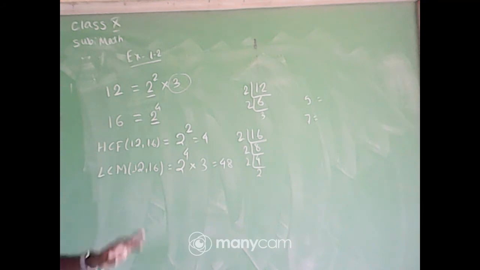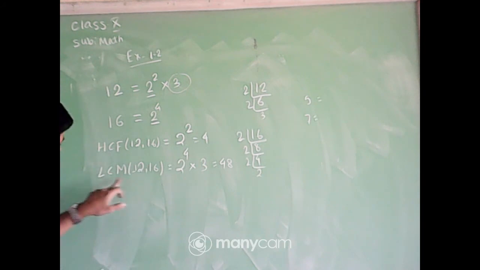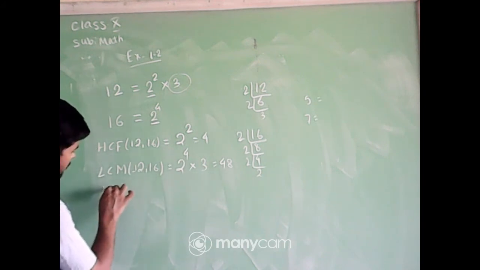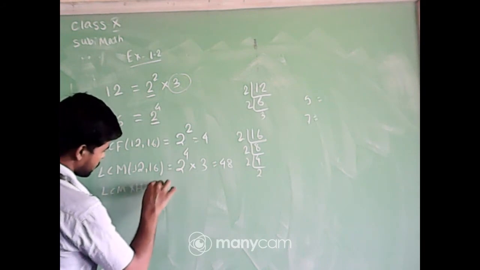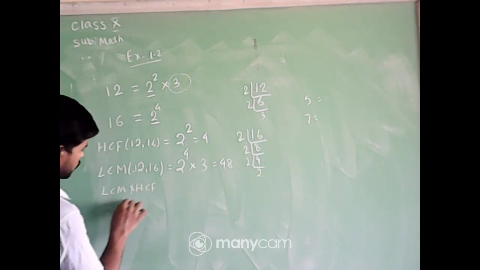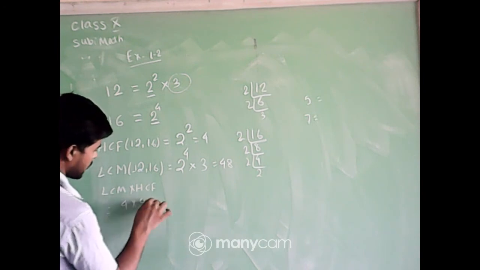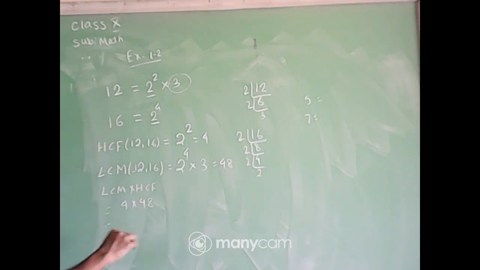Okay, and one more thing. HCF equal to 4, LCM equal to 48. Now what happens if I multiply LCM and HCF? So that is equal to 4 into 48. Now please multiply 4 and 48. Tell me the answer.